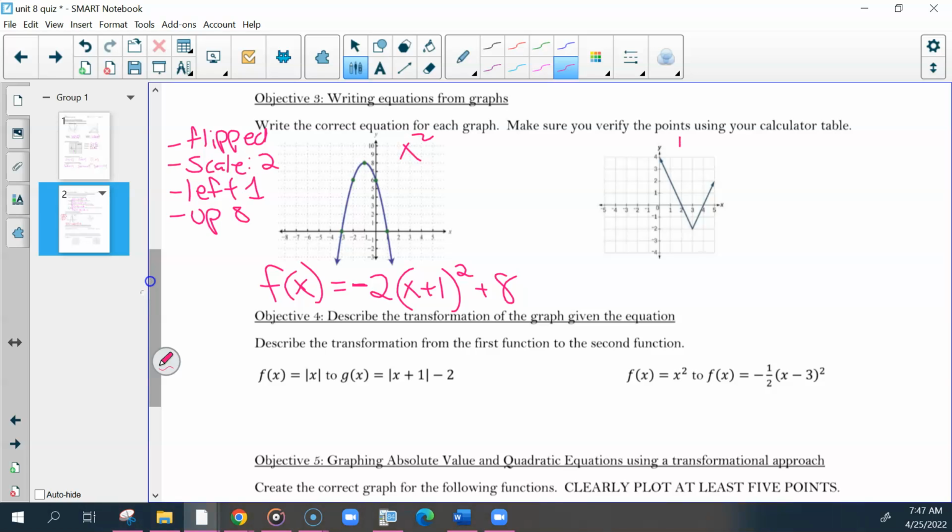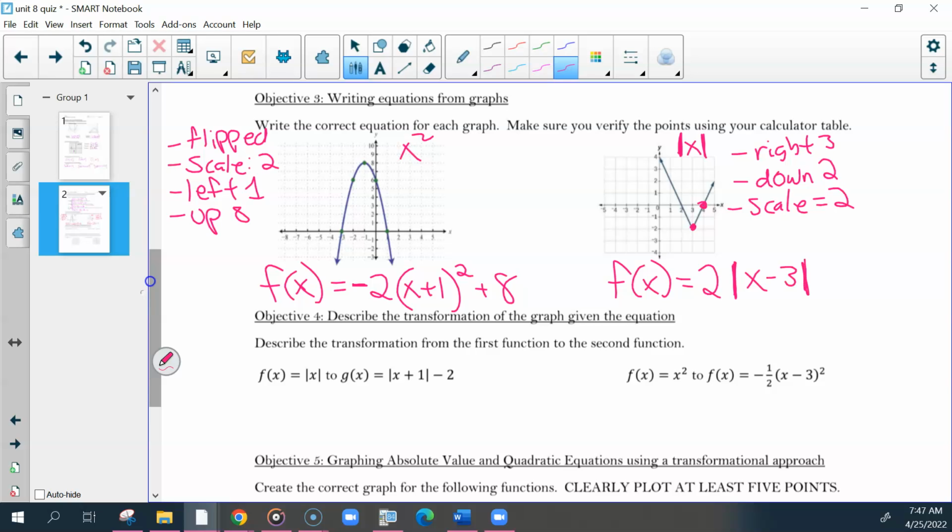For this one, this was our absolute value function. This moved to the right 3, down 2, and the scale was also 2. So putting all of those together, we have f of x equals, our scale would come first, then our absolute value sign, our right inside, and our down on the outside. So that one was worth 3 points.